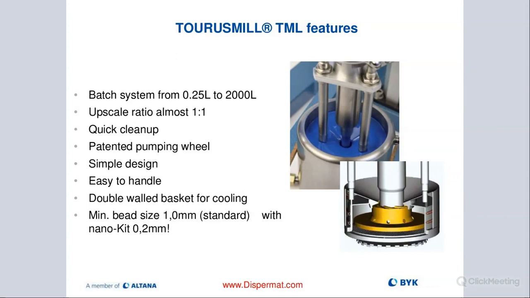Easy to clean. Probably a quick clean takes you about 10-15 minutes in the lab, maybe half an hour if you really take everything apart and do a thorough cleanup, but a lot quicker and easier than I would have with the horizontal mill. Patented pumping steering wheel to get that vortex, easy, simple design, not a lot of wear parts on there, no seals, no O-rings like you would find in a horizontal mill. So very, very operator friendly. And again, that cooling efficiency is really excellent with our basket mill.